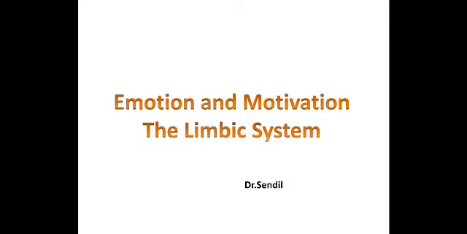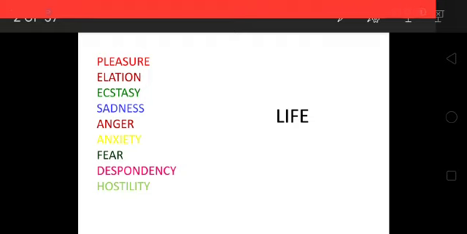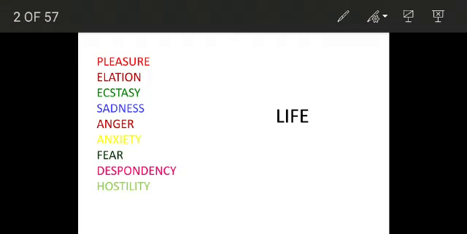To understand what life is, life includes pleasure. It can be ecstasy, or when you are too excited, there will be elation. There can be sadness, anger, and at times there is anxiety, which can result in severe anxiety and disorders. There can be fear, rage, placidity, or you can become docile or despondent, or you can be very angry. The intense anger can be hostile, or the environment around you can be a hostile environment.